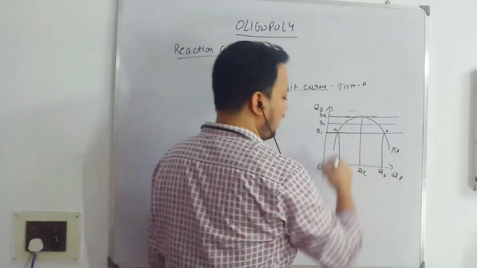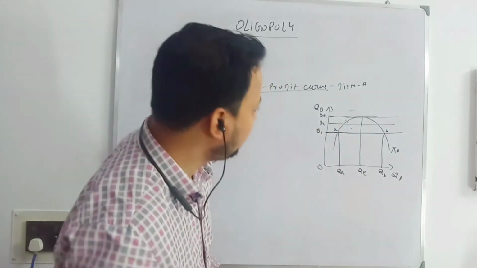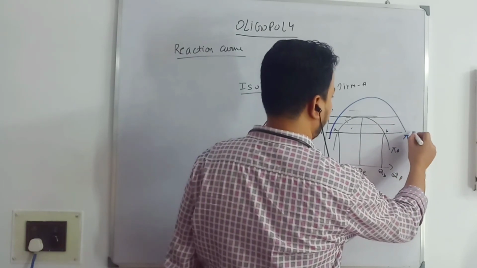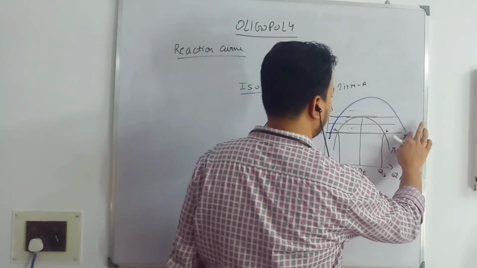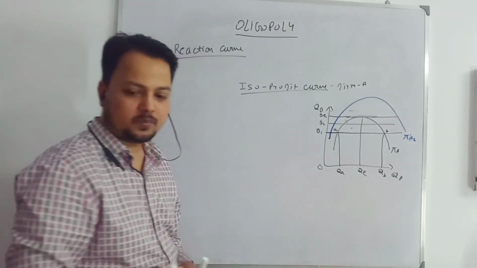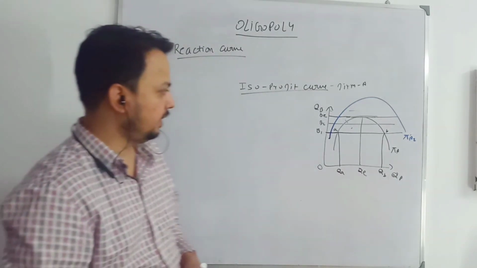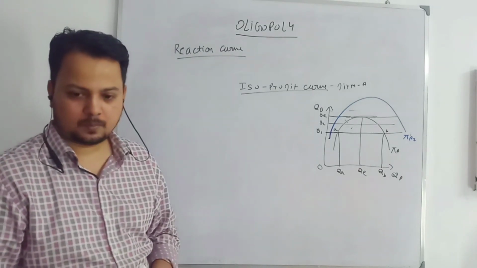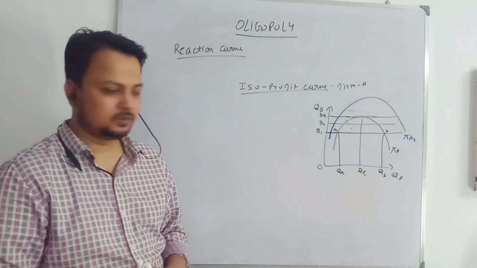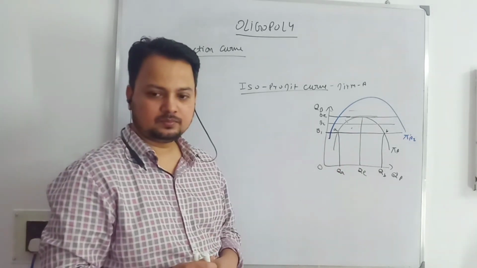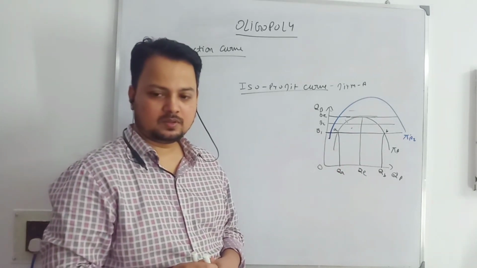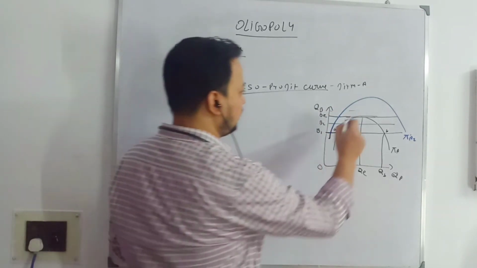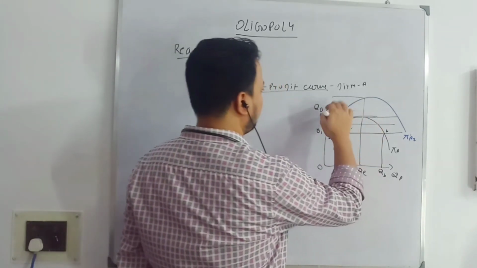If I draw one more isoprofit curve here, say pi A2, which represents a higher isoprofit curve for firm A, is it the black one or the blue one? No, the black one. You can look at this one: for the same output level, firm B can produce more.